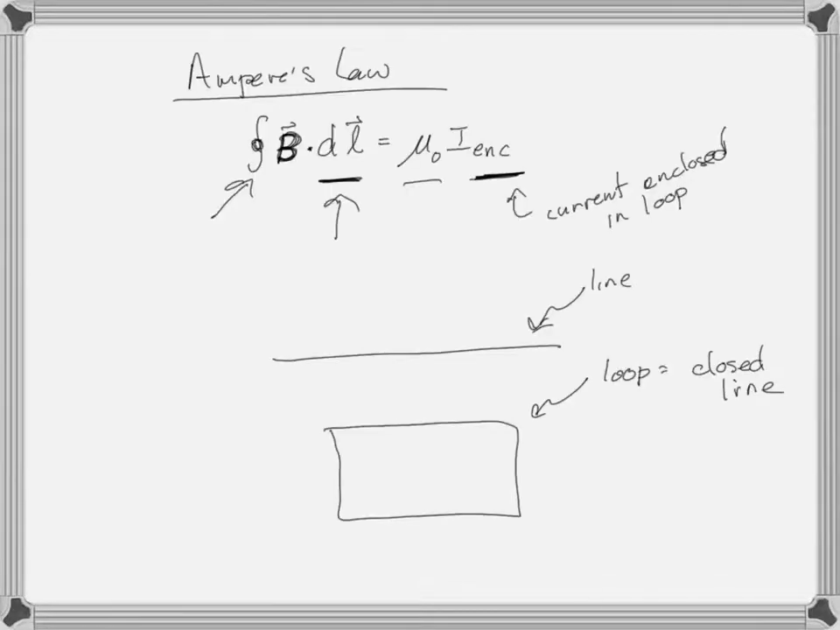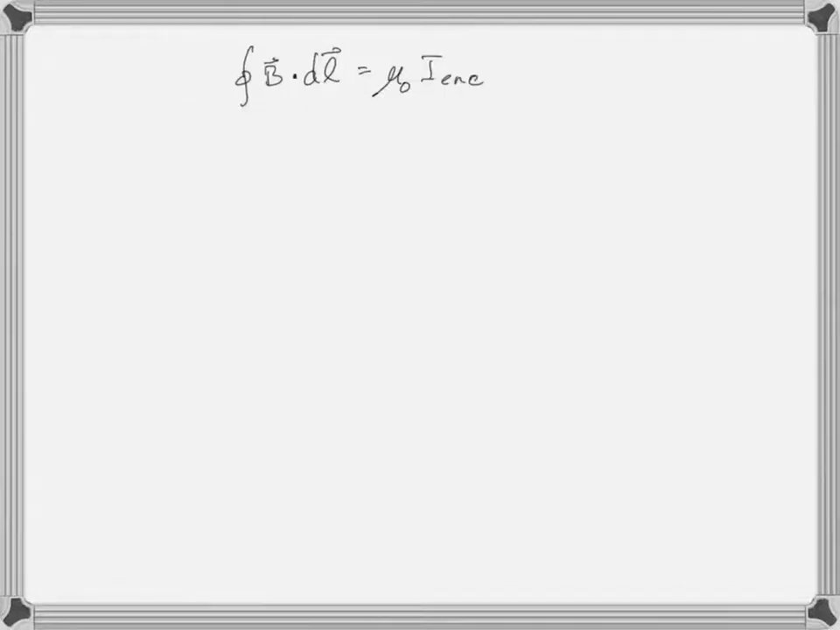So I say B dot dl, that is a dot product. It is two vectors. We are doing vector multiplication. So that's B dl cosine theta. B dot dl is just B dl cosine theta.